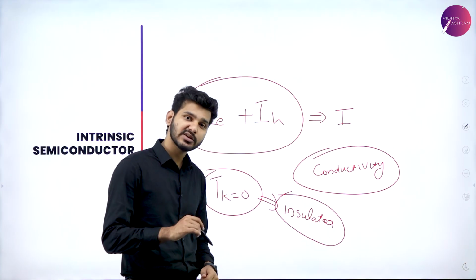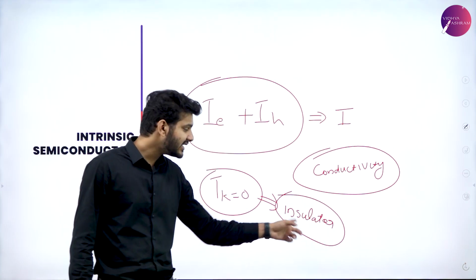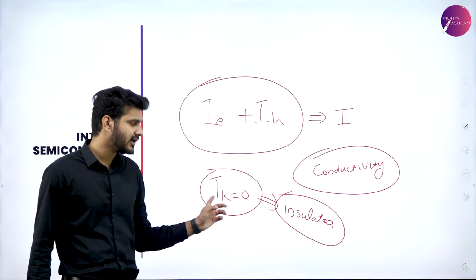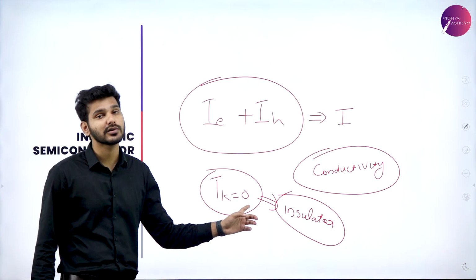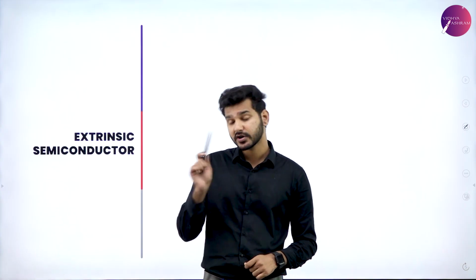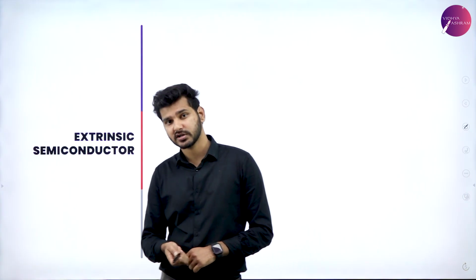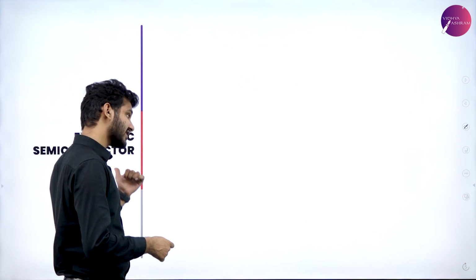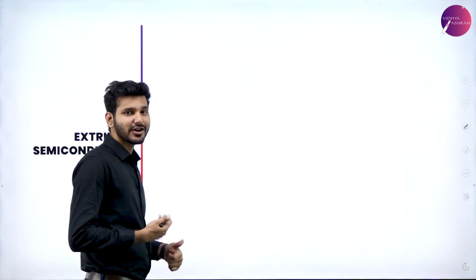So an intrinsic semiconductor will behave like an insulator under ambient conditions, or simply when temperature is very close to zero. That was all about intrinsic semiconductors, but what about extrinsic semiconductors? Obviously, intrinsic semiconductors means they are very pure, which means extrinsic semiconductors are not so pure.